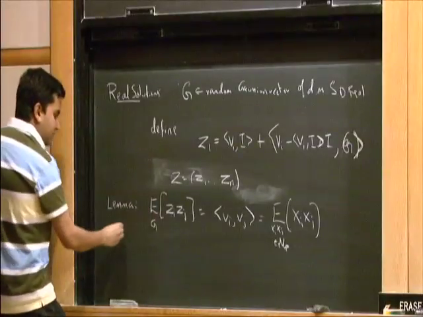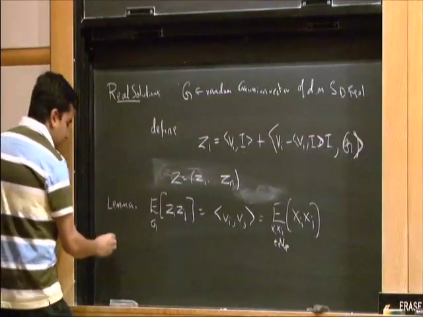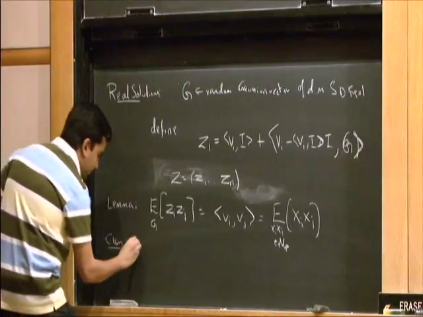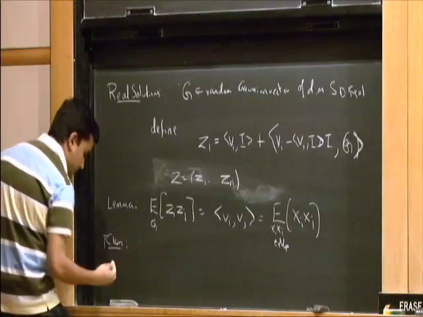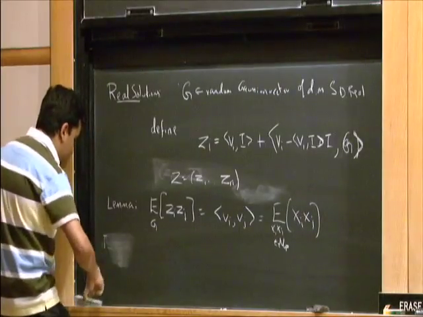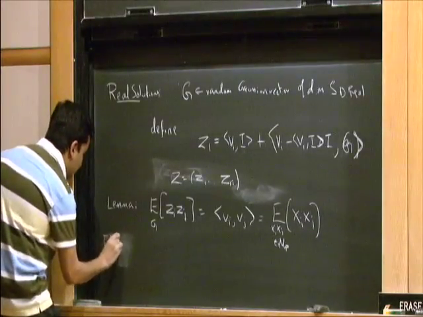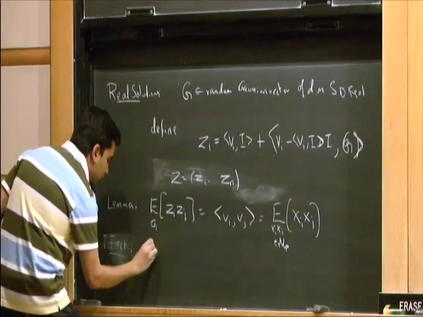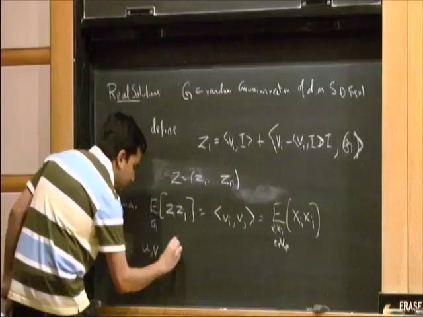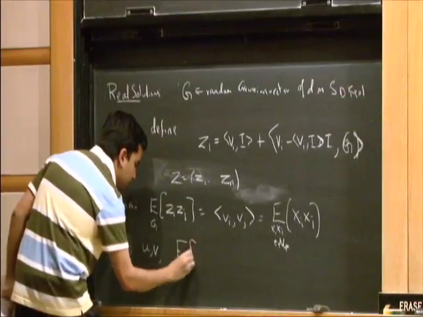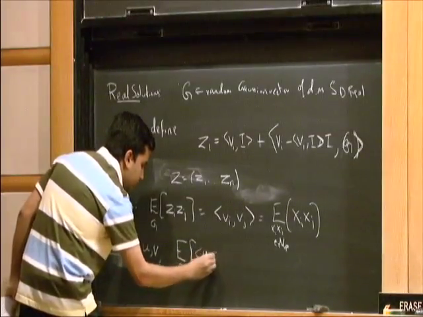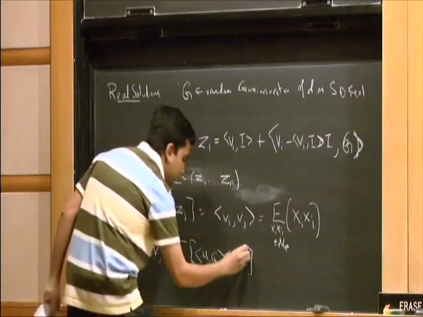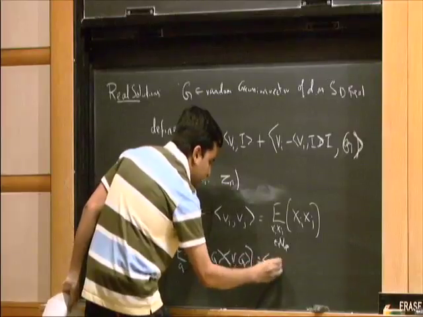Now this is actually very easy to show. It's just a verification from the following fact. If I look at two vectors u and v, and then I look at the expectation over a random Gaussian of the product of the projections, this is actually equal to the inner product of the vectors.